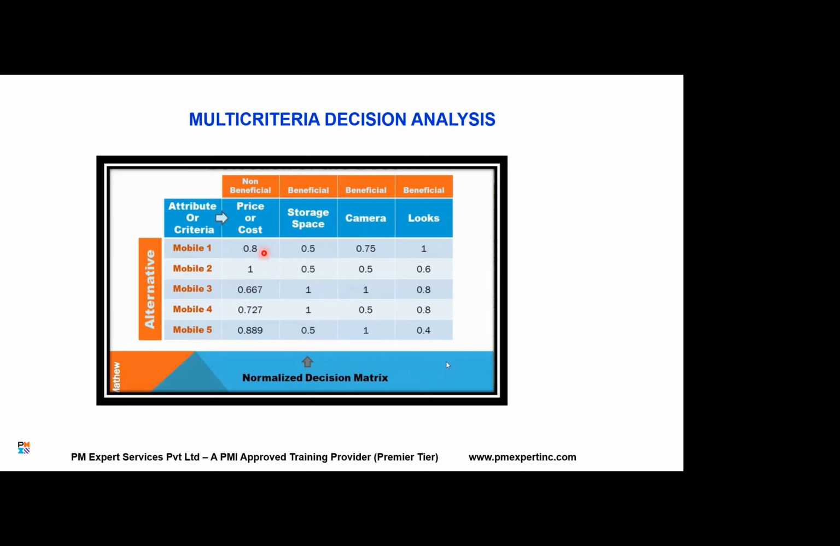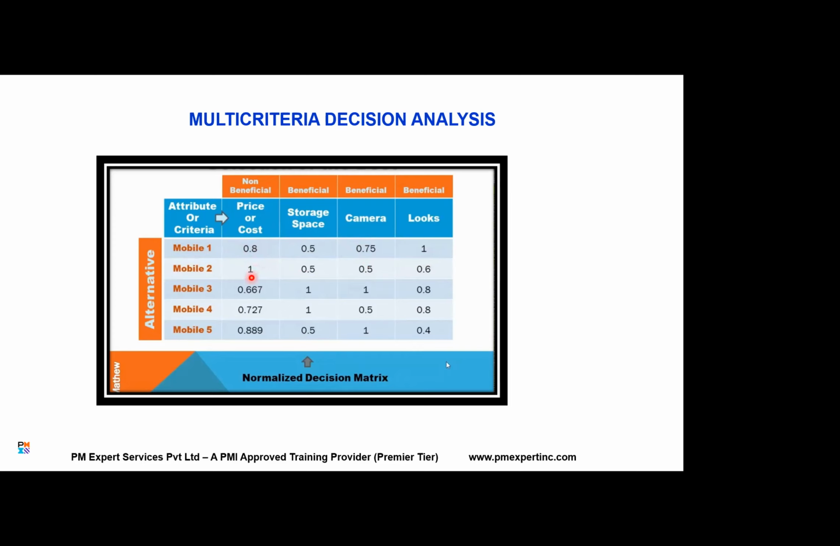Now, the lower the price, the better it is, for the same set of features. So mobile 1 scores 0.8 in terms of price, 0.5 in terms of storage space, camera 0.75, and looks 1. The lower the price, the more the points. For example, mobile phone 2 here is cheaper than mobile 1, because the score is higher. And storage space wise, it is 0.5, camera is 0.5, and looks is 0.6. So you have to create a scale like this, where you give a rating based on some set of attributes.